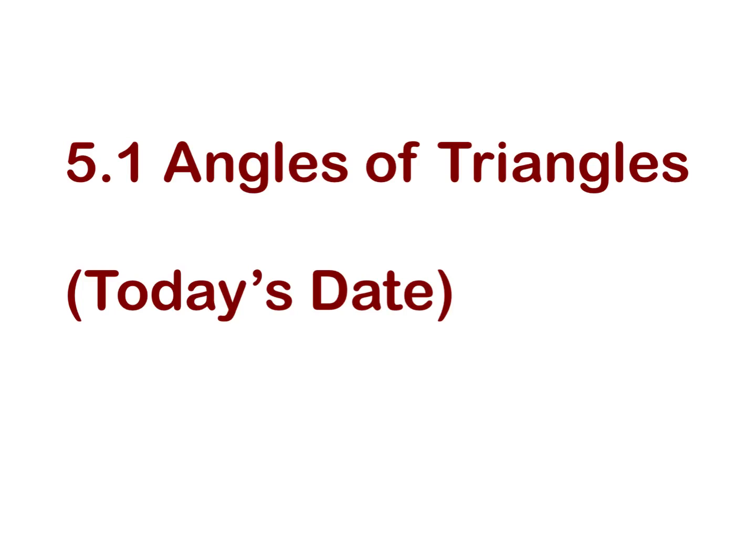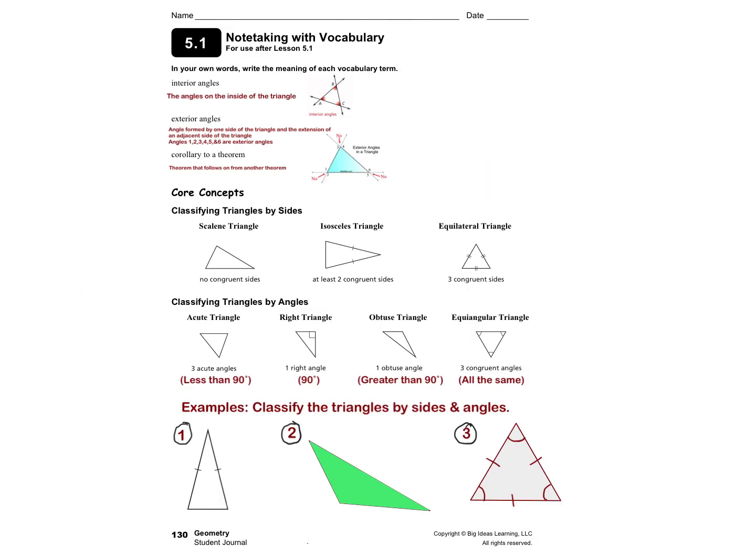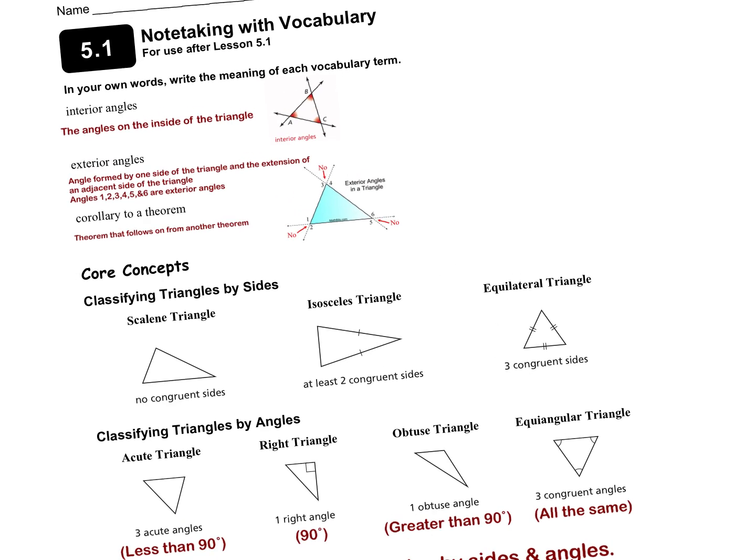Today we're talking about 5.1 angles of triangles. For this, we're going to be looking at interior angles, exterior angles, and being able to classify triangles by their sides and by their angles. Okay, so let's zoom in and look at each of these.